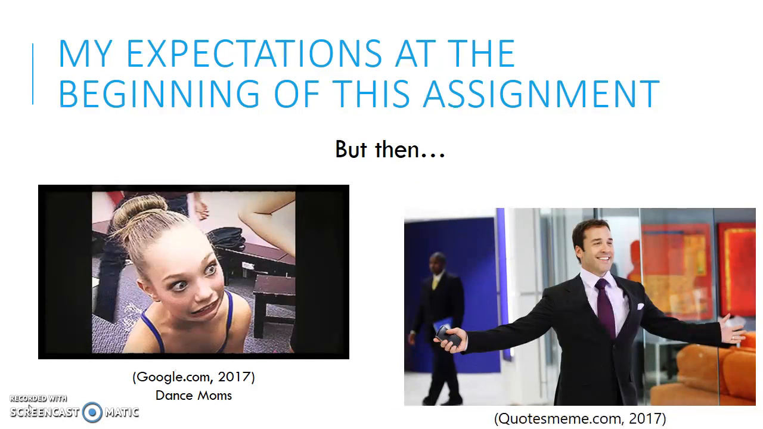So these were my expectations at the beginning of this assignment. On the left, you see I look like Maddie Ziegler. My eyes are bugging out of my head, and I'm a little nervous. I was like, what's going on? But by the end of this assignment, especially round 2, I'm like Ari Gold, and I'm like, I got this.